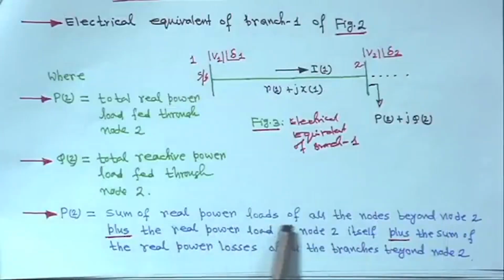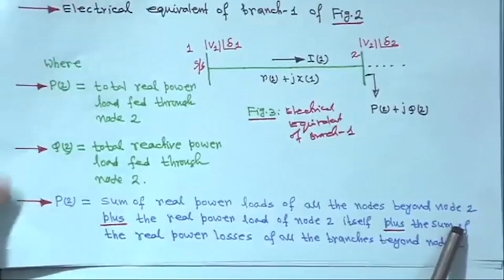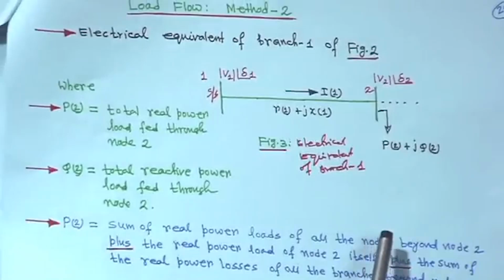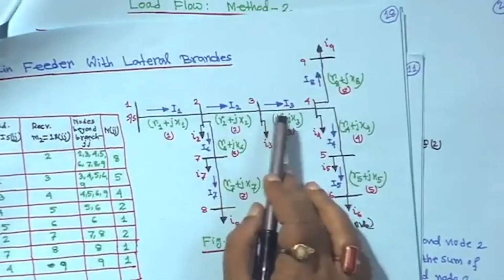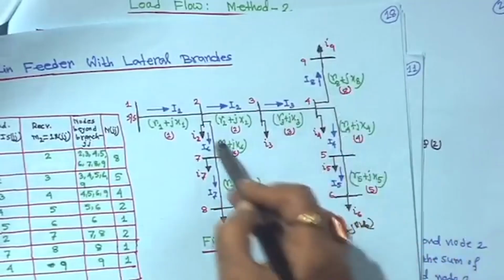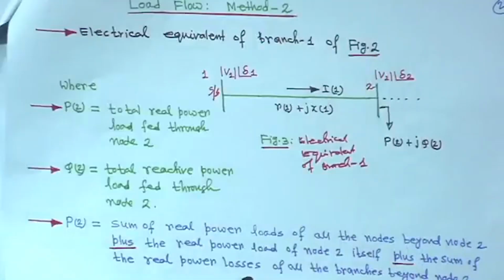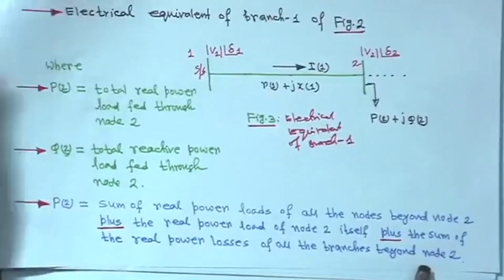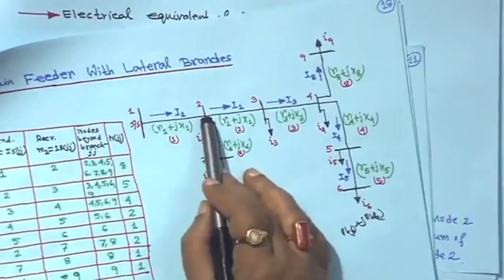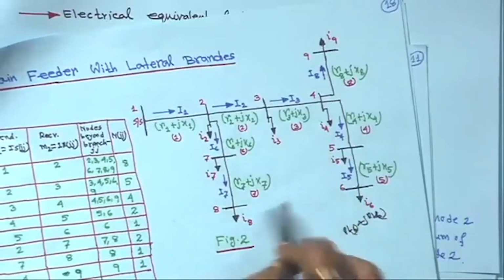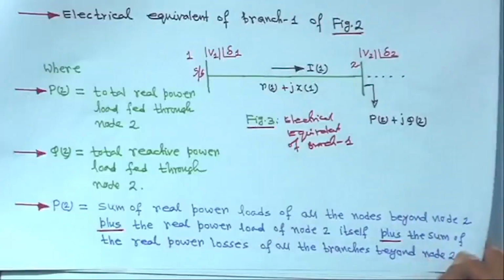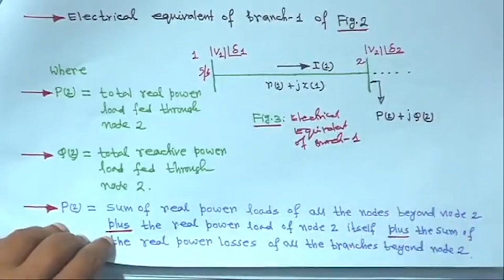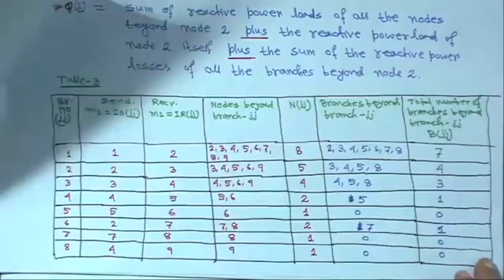So, that is why it is the sum of real power loads of all the nodes beyond node 2 plus the real power load of node 2 itself, plus you have to add the branch losses, this branch, this branch, and so on. So, in general, plus the sum of the real power losses of all branches beyond node 2, that means whatever branches are there beyond node 2, you have to add their real power losses, right. So, this is the total load fed through node 2. How to compute the losses will come later.